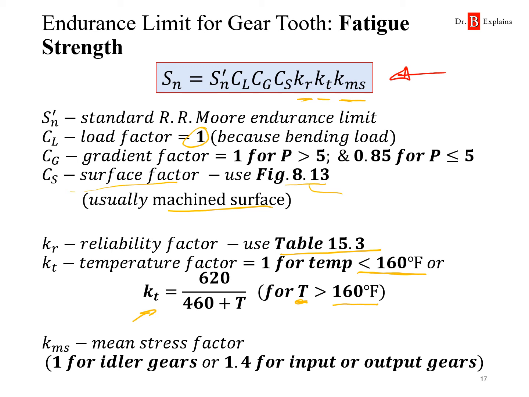So here it's going to vary depending on if we're working with an idler gear or if we're working with an input and an output gear. Now, why does the mean stress vary? Hopefully you remember our example where we had the pinion gear driving the idler gear and then the output gear. The pinion was putting a load in that direction while the output gear was resisting and putting a load in the opposite direction.